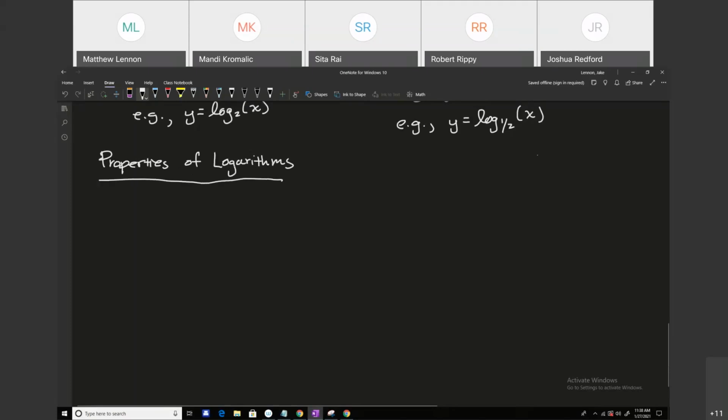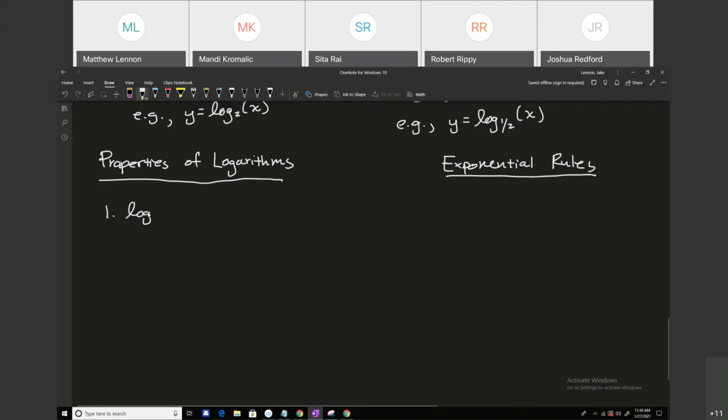So for each, I will remind you that each of these properties of logs comes from one of the exponential rules. And if you wanted to prove why they're true, you would actually use the exponential rules. I'm not going to go through all the proofs, but I'm just going to remind you because it's always good to rehash the rules from other functions that are related.